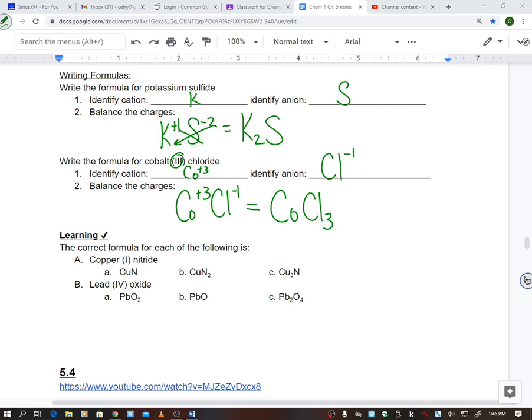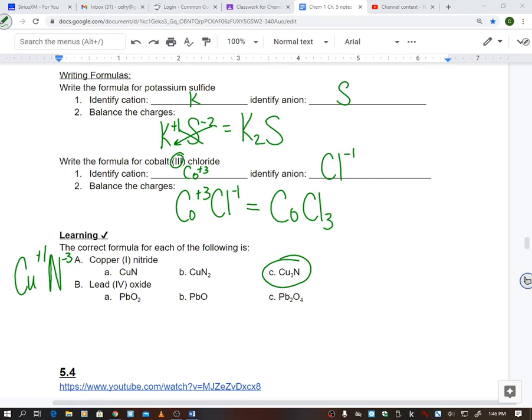All right, the last learning check. The correct formula for each of the following is copper 1 nitride. So remember, this is not telling me that there's 1 copper. It's telling me the charge is +1. And nitrogen is a -3. So that is going to be Cu3N.